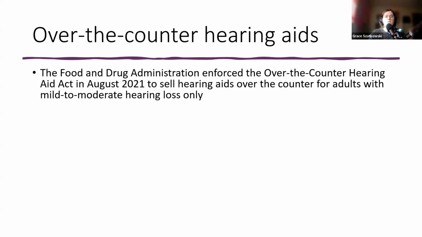So, just a brief history: the Food and Drug Administration enforced the Over the Counter Hearing Aid Act in August of 2021 to sell hearing aids over the counter for adults with mild up to moderate hearing loss only. So, it's not meant for individuals that have a greater degree of hearing loss beyond moderate, such as a more severe loss.